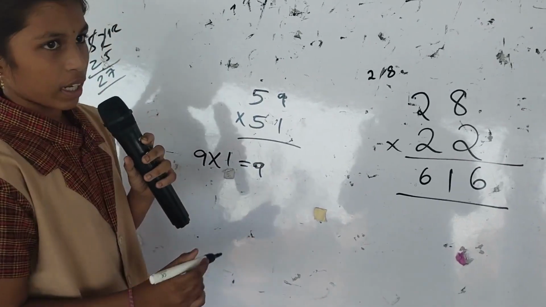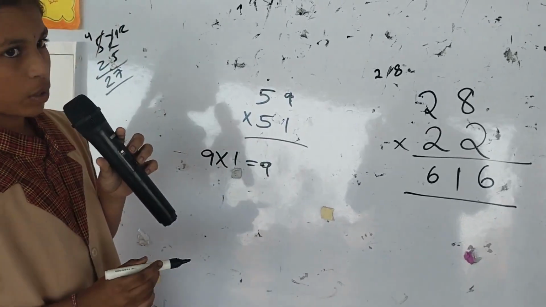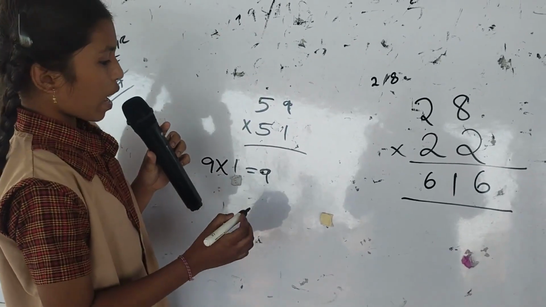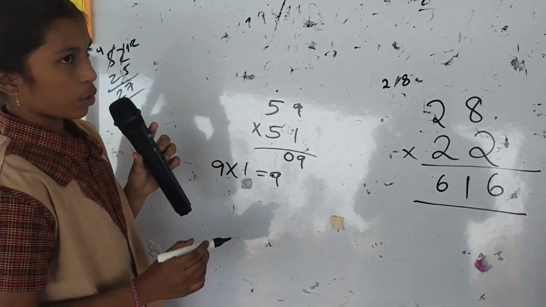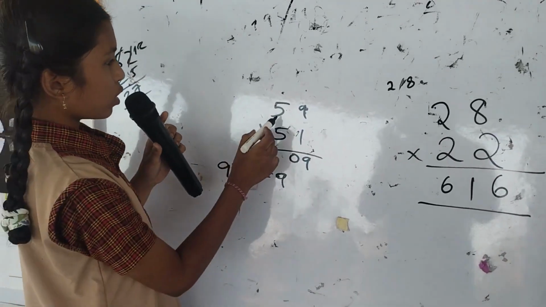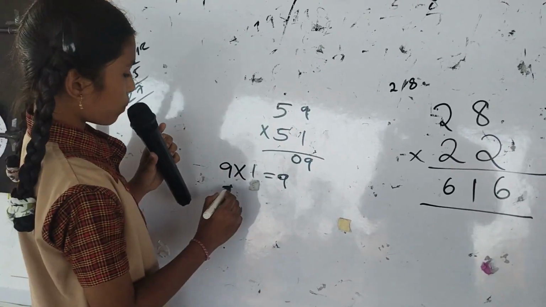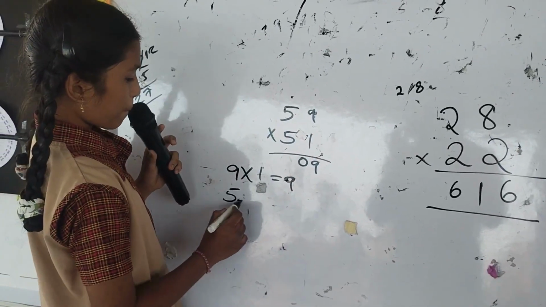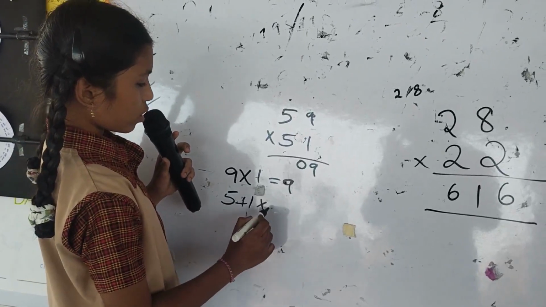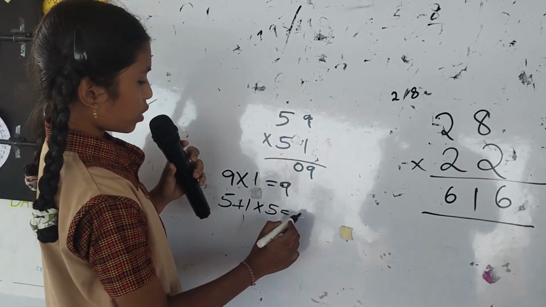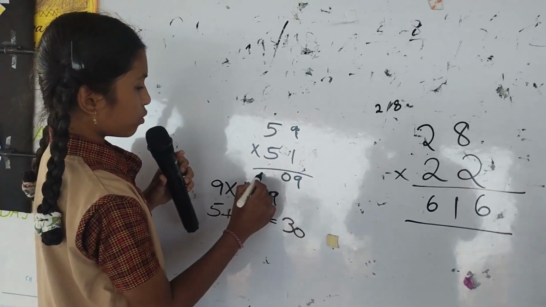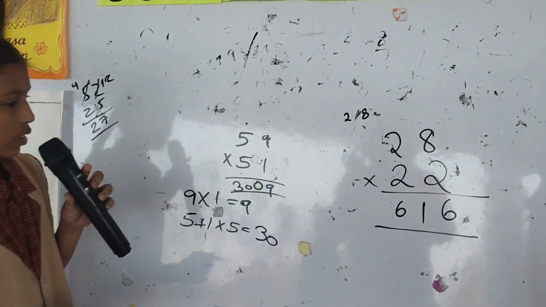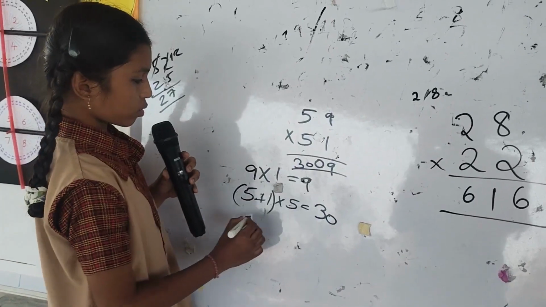But when we multiply the ones places, we have to get 2 digits. So we have to add 0 before the 9. Next, we have to add 1 to the 5. We will get 6. 6 into 5 is equal to 30. The answer is 3009.